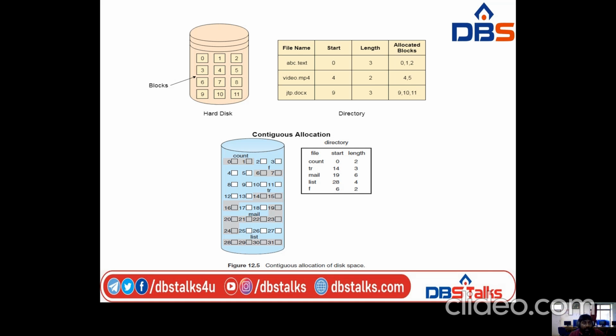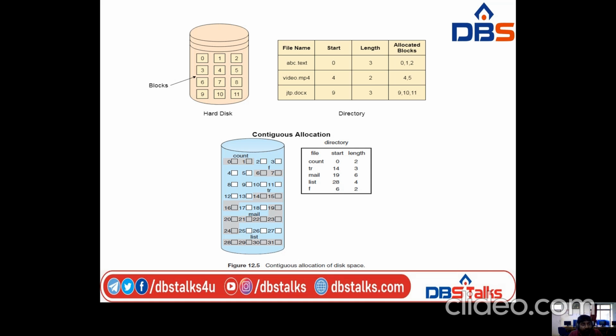For example, this hard disk is divided into a number of blocks, that is 0 to 11: 0, 1, 2, like this up to 11. See what will happen. For the file name ABC, the starting block is 0 and the length of the block is 3. It means it will continuously occupy the blocks 0, 1, 2.